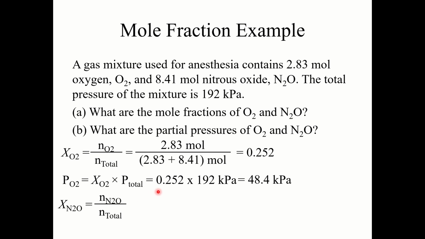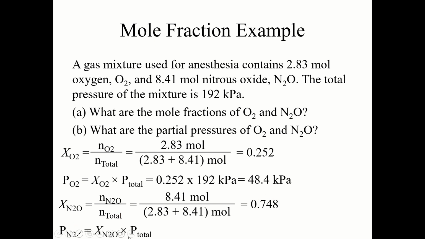So I'm going to take the number of moles of nitrous oxide divided by the total number of moles, which gives me a mole fraction of 0.748. And then finally, to find the partial pressure of nitrous oxide, I'll take the mole fraction of nitrous oxide, multiply by the total pressure of the mixture, and this gives 143.6 kilopascals. And these are my answers.